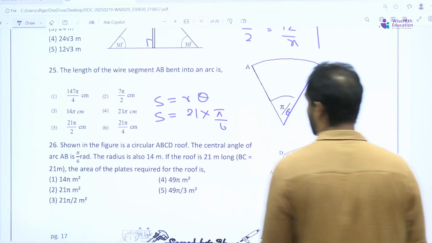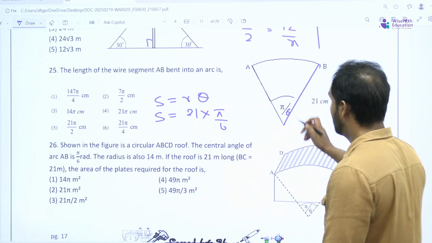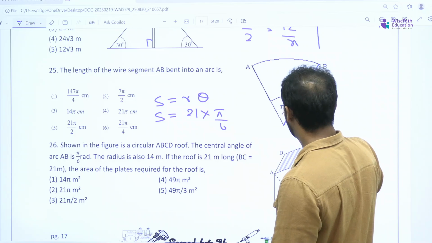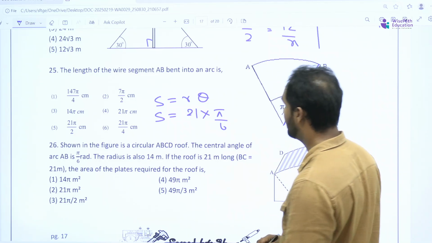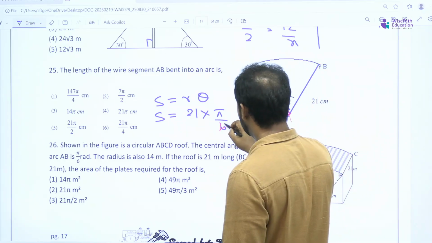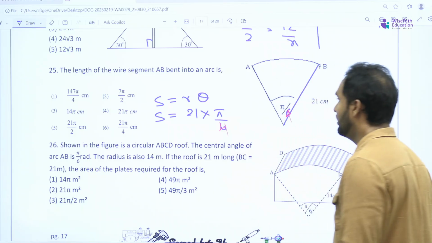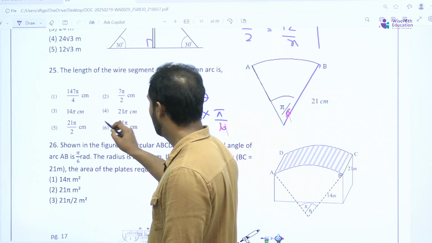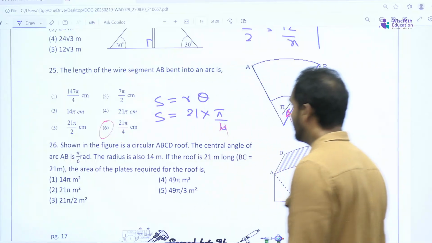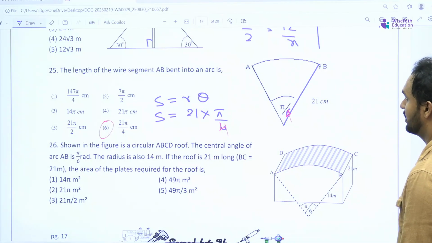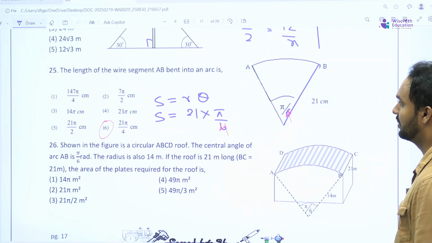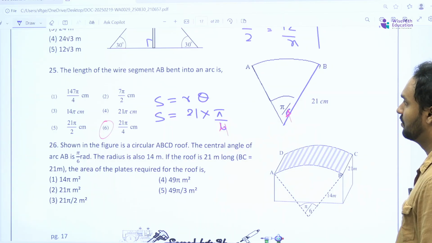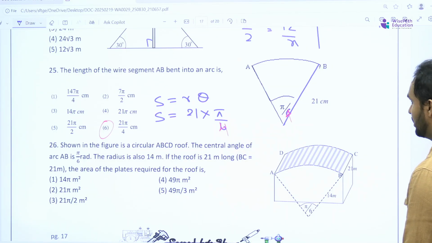So here the angle is given as 5/4, right? So the answer should be 21 into 5/4, right? 21 into 5/4 is the answer. So come to the next question.